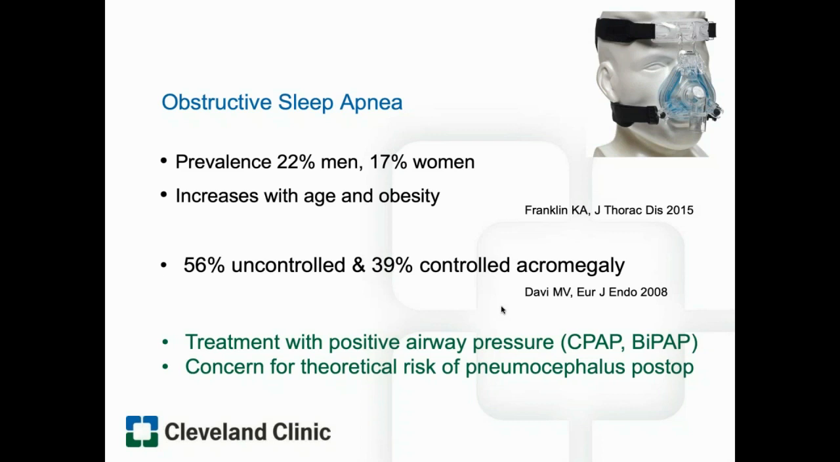In one study that looked at this, it was 56% of patients who had acromegaly with an abnormal IGF level. And even in acromegaly patients who got their acromegaly under control, still 40% of them still had sleep apnea. So sleep apnea may not be something that's completely reversible with control of the IGF level. And the treatment for this is typically with positive airway pressure, these CPAP masks.